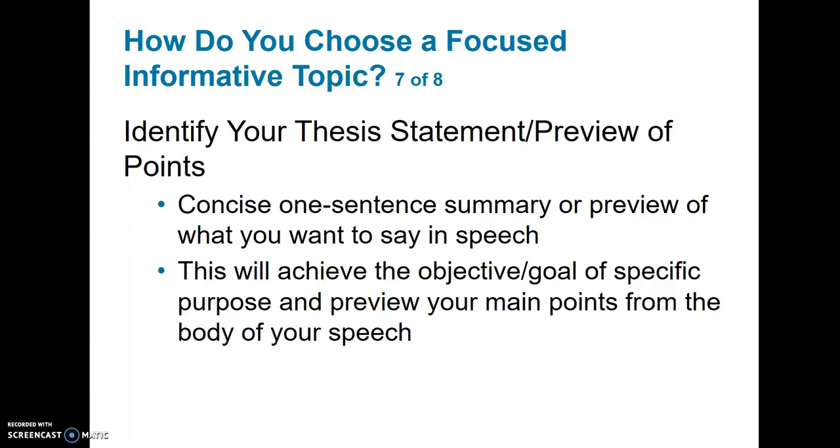This is at the end of your introduction. You're going to tell us specifically what you want to inform us of, and then those 3 or 4 or 5 main points of the body of your speech. So if you are talking about, I don't know, let's go back to baseball, and let's say we're talking about things to do at a baseball game.